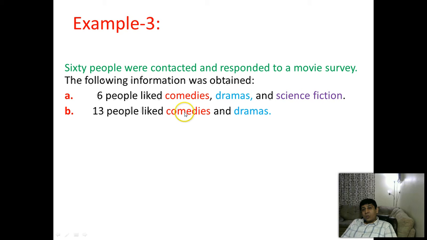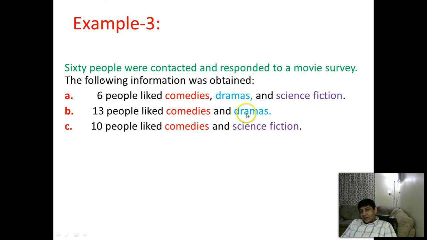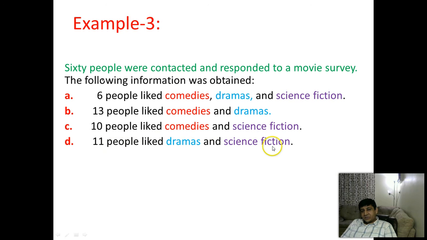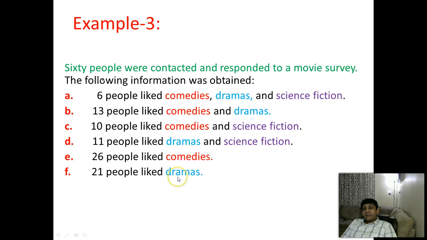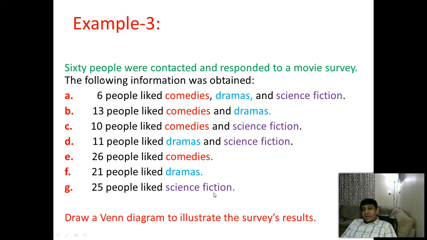13 people liked only comedies and dramas. 10 people liked comedies and science fiction. 11 people liked dramas and science fiction. 26 people like comedies. 21 people like dramas. 25 people like science fiction alone. Our first goal here, and we will answer a lot of questions based on this one, but our main goal is to construct a Venn diagram based upon these survey results. So let's get started.